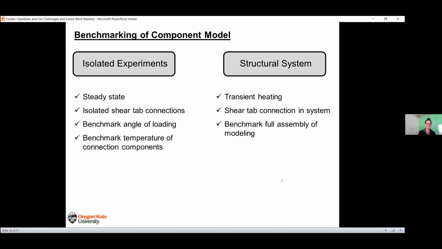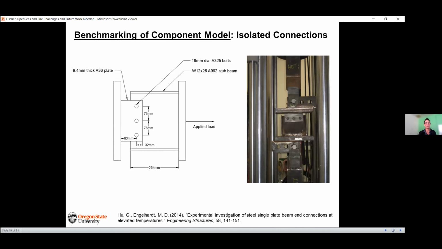Whereas our structural system is tested in transient heating, meaning it's loaded first and then heated until failure. That allows us to look at the shear tab in the full system. Okay, so first isolated experiment. This is the first isolated experiment. It was performed at University of Texas under Mike Engelhardt. We have this stub beam connected to a plate, and it's just loaded parallel to the direction of the beam itself.